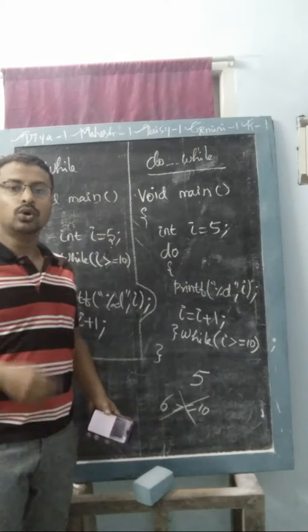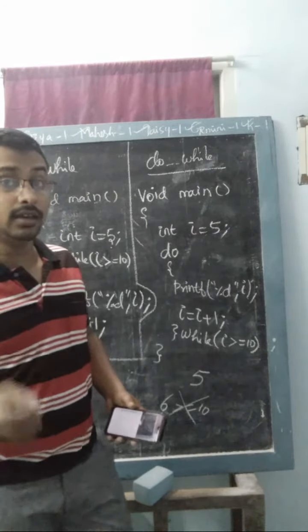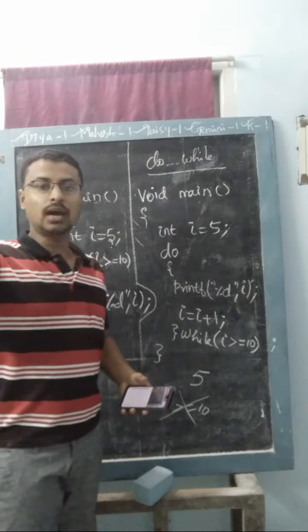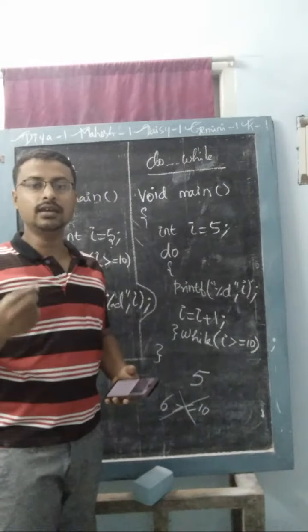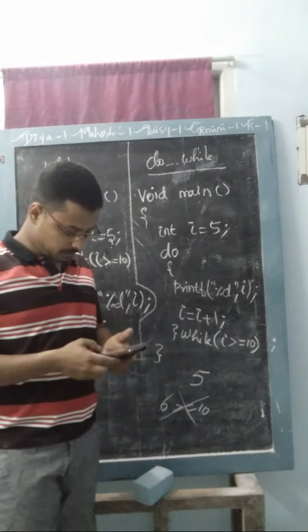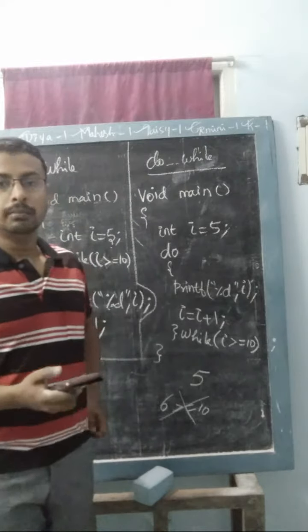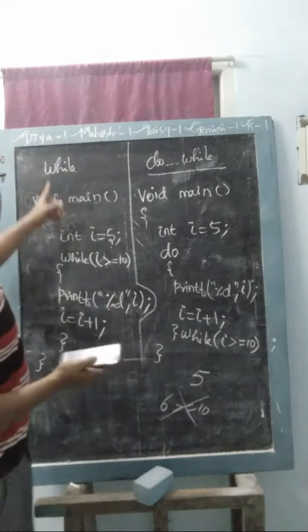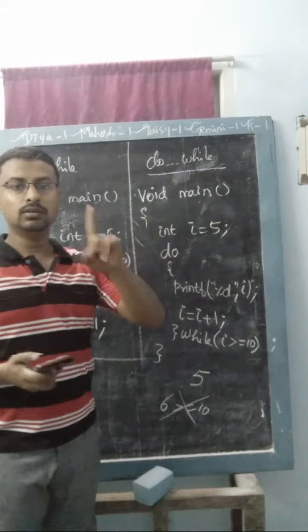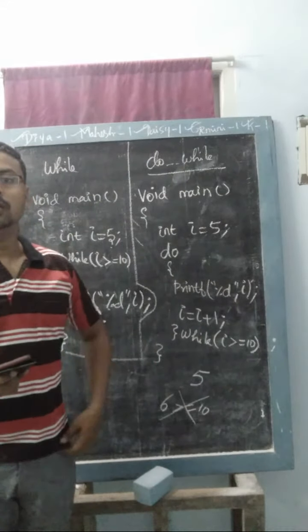Okay. So now I am just dictating. You just make it one tabular column. Now I am just dictating. You just note it down now. Okay, fine. Make it a tabular column like that. While, do while. You just make a note of the first point.